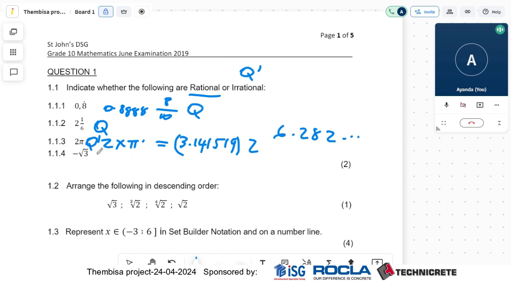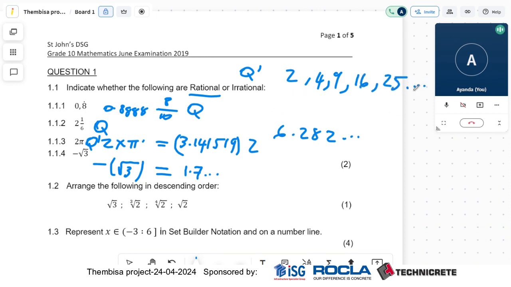What about negative square root 3? Well, negative square root 3 is just going to give us the negative of whatever the answer for square root 3 is. It should be about 1.7 something. So there isn't a recurring pattern because 3 isn't a perfect square. Perfect squares are numbers like 1, 4, 9, 16, and 25, etc., like we learnt about in grade 8 and 9. So the negative of a square root of an imperfect square is just going to give us an irrational number. So 0.8, rational, 2 and a sixth, rational, 2 pi, irrational, and negative square root 3 is going to give us an irrational number as well.